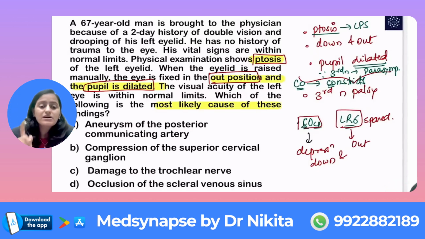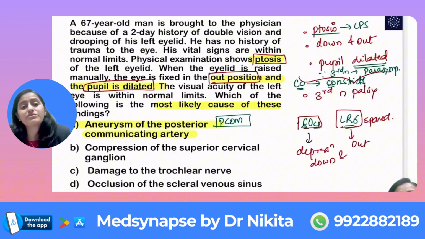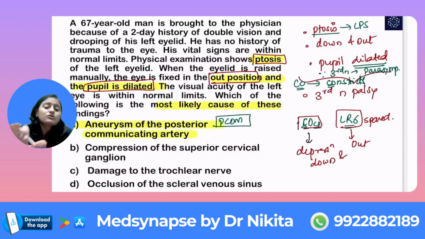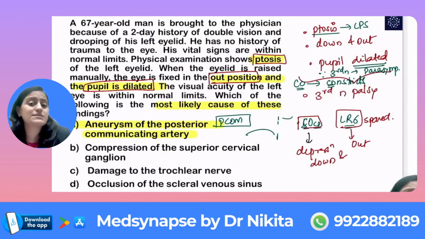So when you have third nerve palsy, what do you think of? Aneurysm of PCOM. Very, very important. PCOM aneurysm is a very important cause of third nerve palsy, because if you have a look at the course of the third nerve, it is related to the PCOM and the PCA artery. So you have the PCA and you have the PCOM joining with the ICA, and here goes the third nerve. So aneurysm of this compresses the third nerve, causes its palsy.